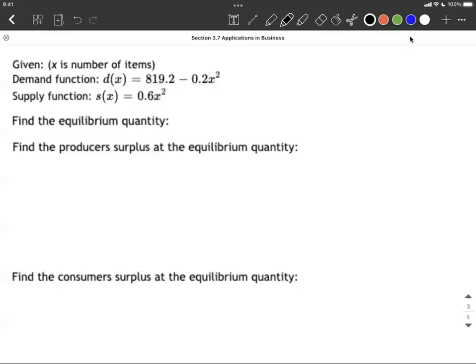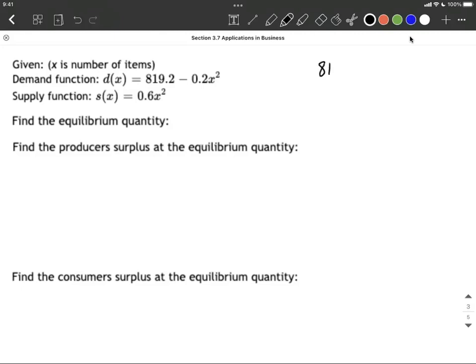Okay, we're given a quadratic demand function and a quadratic supply function. Our goal on this is to find the equilibrium quantity. We'll actually find the entire equilibrium point, then the producer surplus, and finally the consumer surplus. So let's get started. To find the equilibrium quantity, we want to find when are these equal.